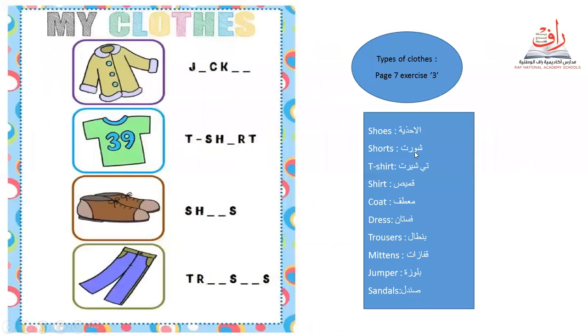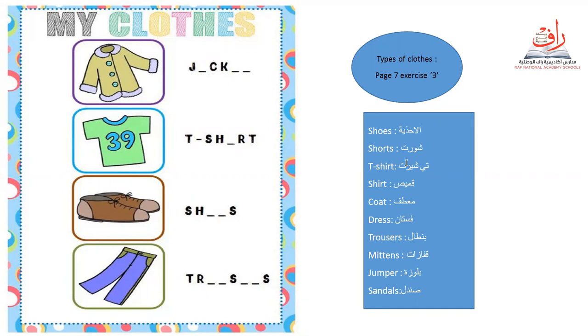Okay, let's now open our booklet to change my clothing. We have here missing letters. What is the first picture? Diala, hi Diala. Can you please tell us what the missing letters are here? We have jacket, excellent. So we have three missing letters.